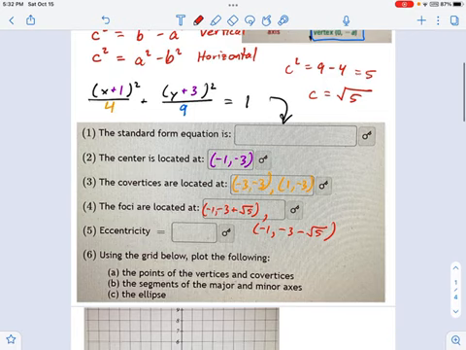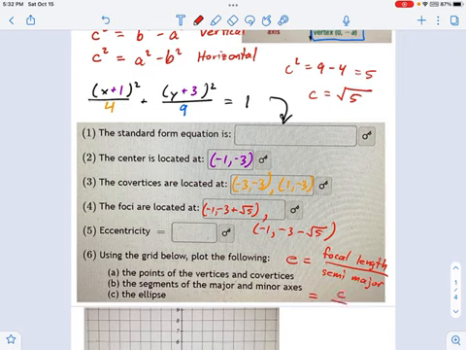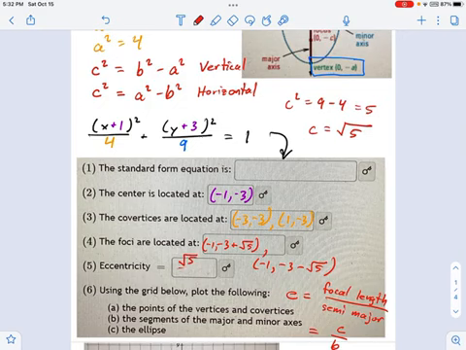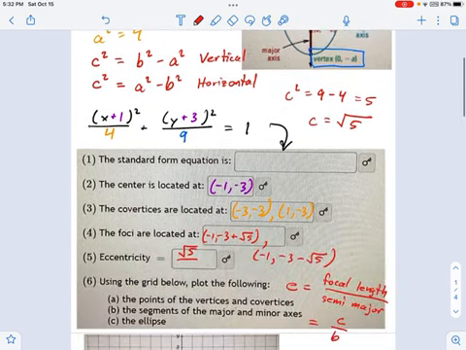The eccentricity is very straightforward. All you do for that is you remember this formula. This is equal to, did I forget the formula? No, I didn't. It's the focal length, that c value, divided by the semi-major axis, which for us, with a vertical, is going to be c divided by the b value. So we already talked about what these things are. c is radical 5, and b is 3. So this is just going to be radical 5 over 3.